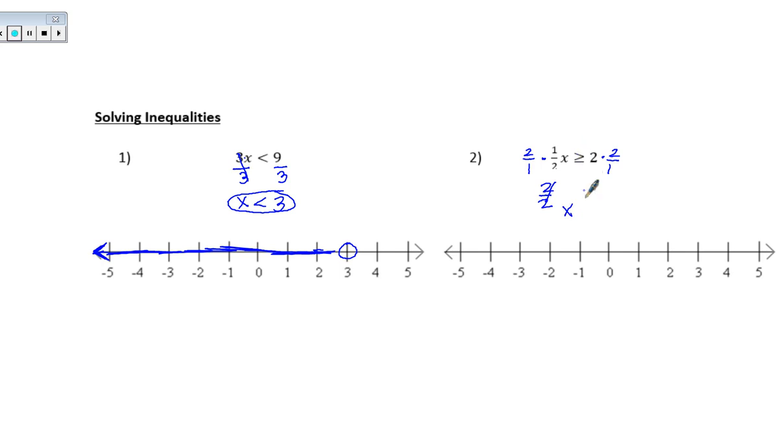So x is greater than or equal to 2 times 2 over 1. That just gets us 4. So there's our solution to that one-step inequality. So go ahead, find the 4. This time we're dealing with a closed circle because we have the greater than or equal to sign. And if we're talking about x is greater than or equal to 4, well then it could be 4, or 5 would make that a true statement, or 6, and so on. So we're going to shade to the right of our closed circle in this graph.